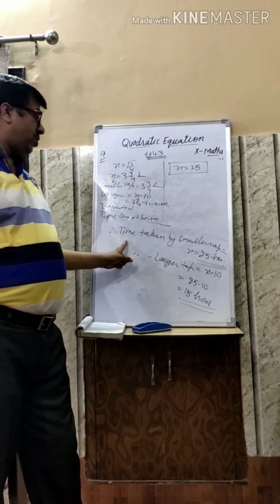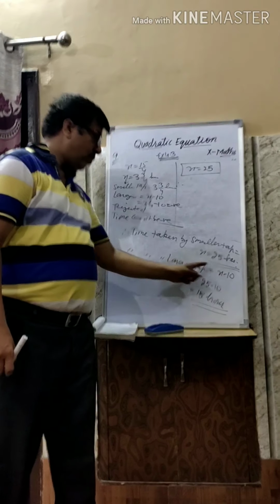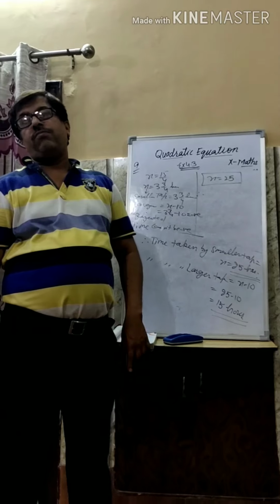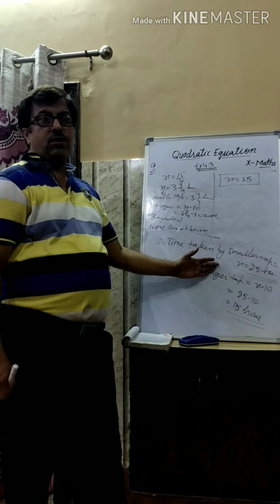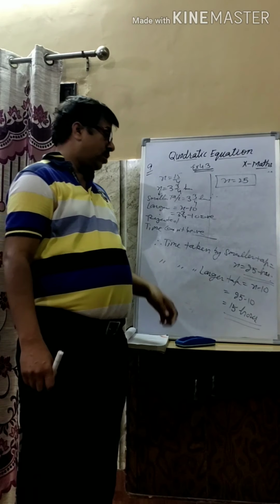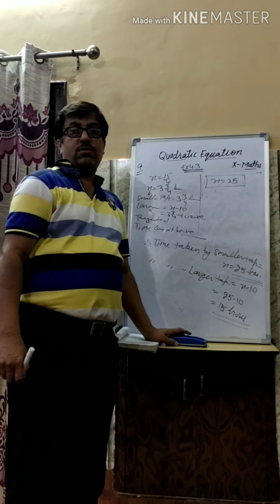So therefore, the time taken by the small tap is 25 hours and the time taken by the larger tap is 25 minus 10, 15 hours. So in this way you have to revise word problems from the examples also, then there will be no problem in future from this quadratic equations chapter.